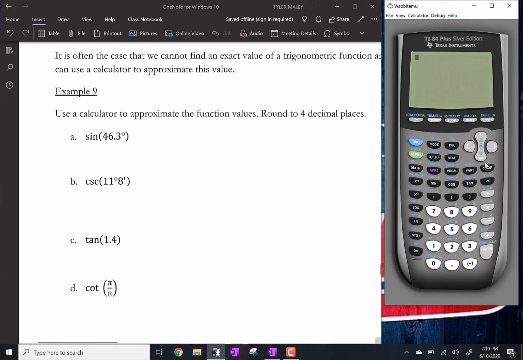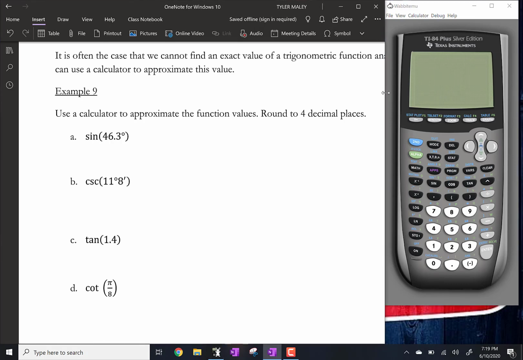All right, so the very first thing that you want to be comfortable with on your graphing calculator is what mode you're in, degrees or radians. If you hit the mode button, you'll notice here where it says radian and degree. You just want to always get in the habit of checking that because that makes a big difference. So part A, we're in degrees, so I'll leave it in degree mode.